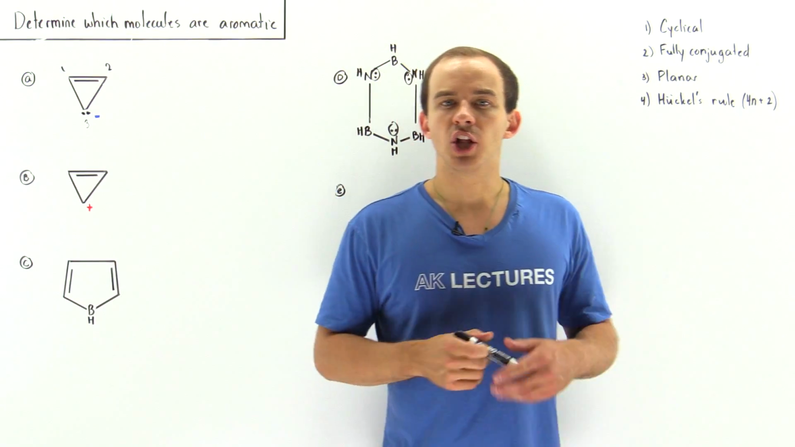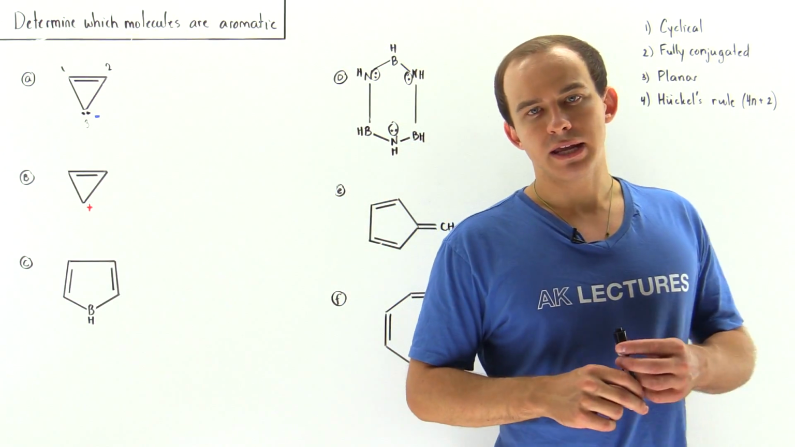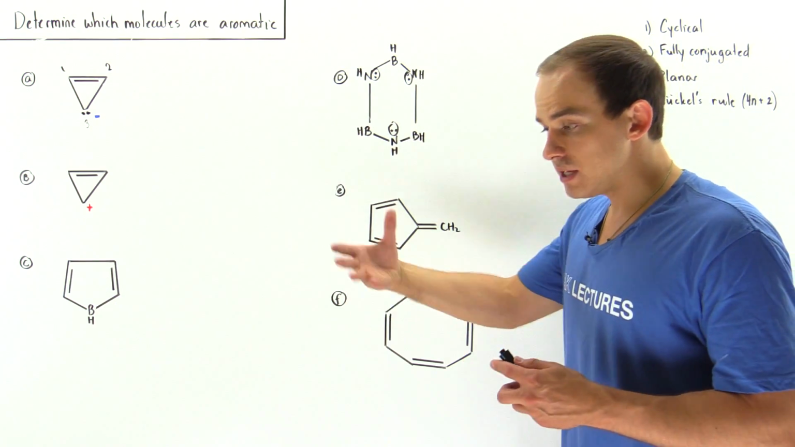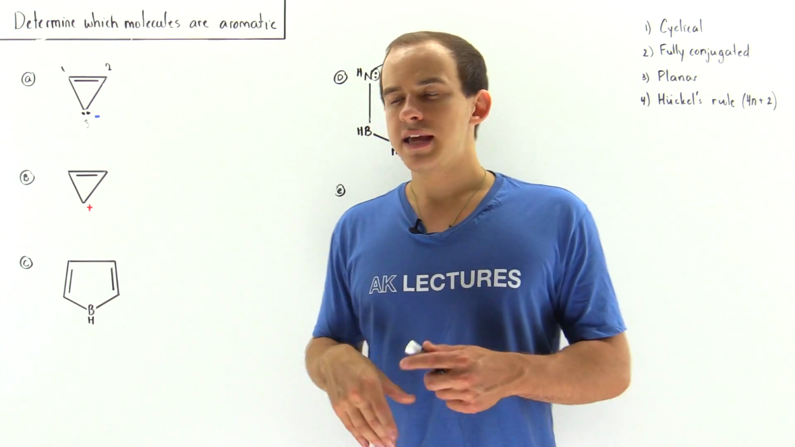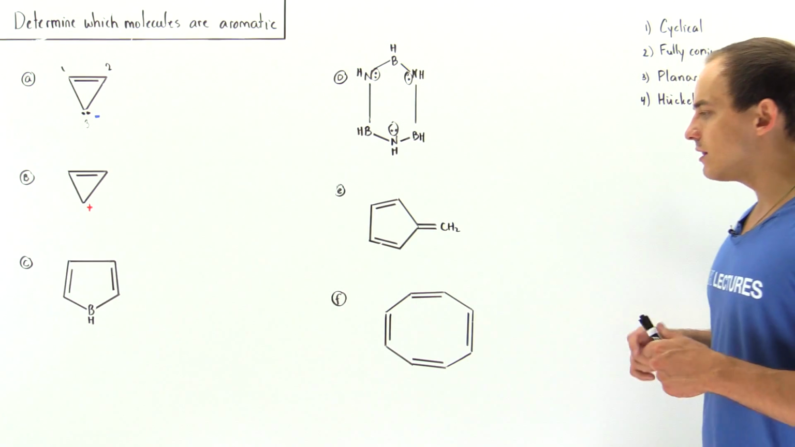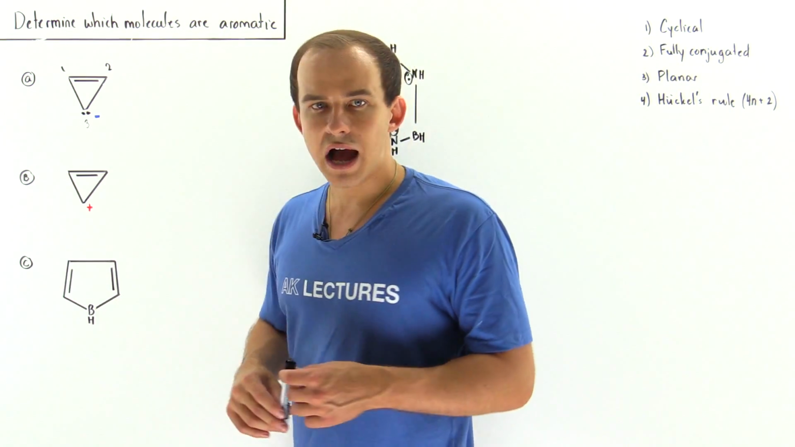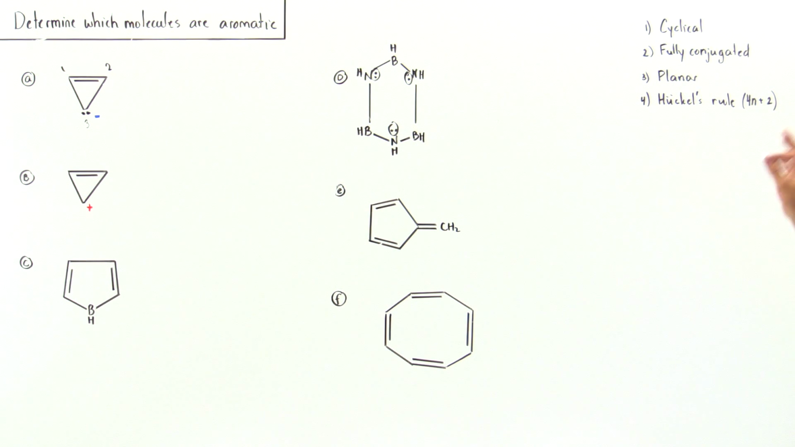So now that we learned what an aromatic compound is and what must be satisfied for a compound to be considered aromatic, let's take a look at the following 6 molecules and determine which one is aromatic and which one is not. And let's begin by looking at the 4 criteria that must be satisfied.